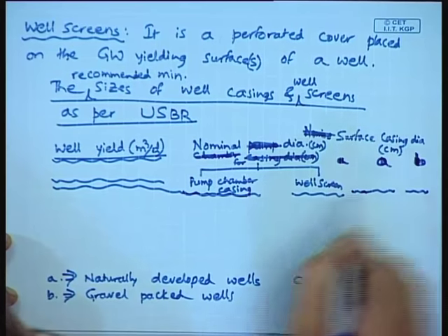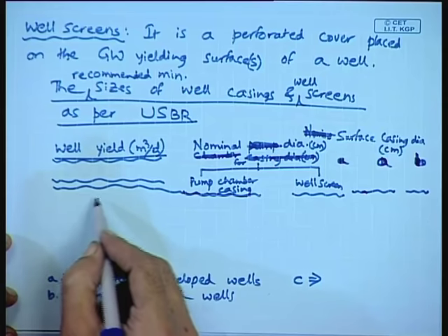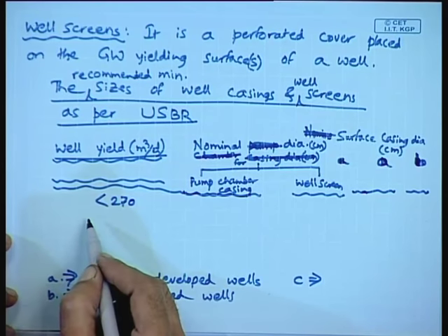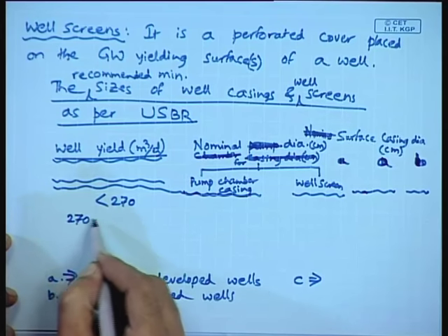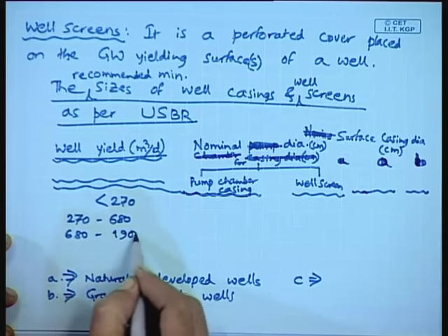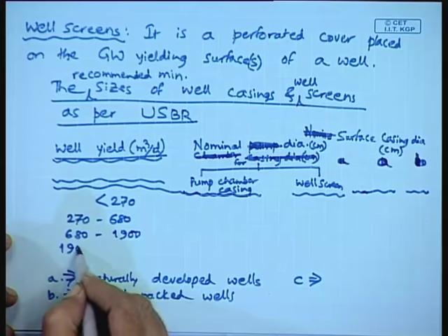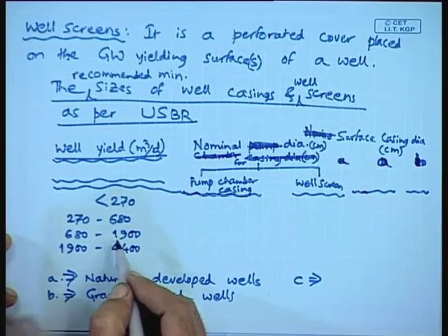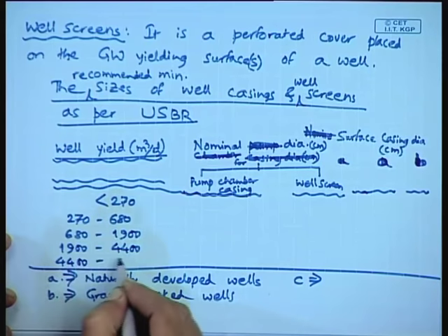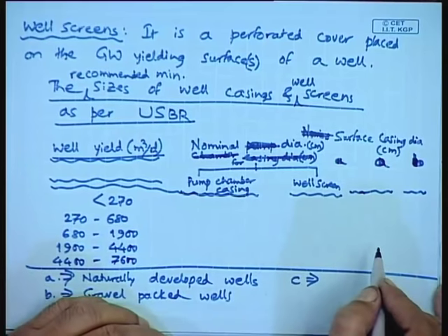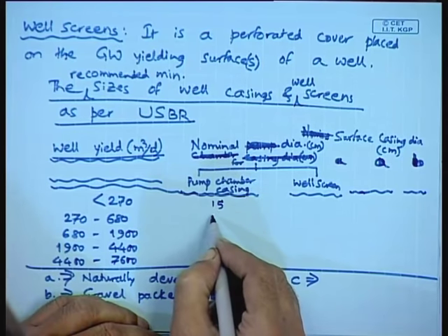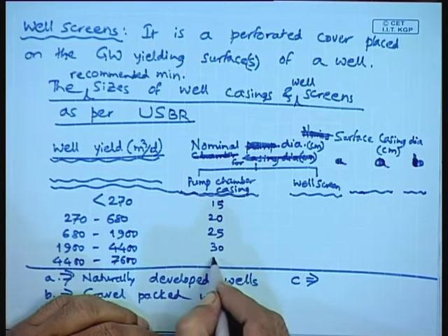So this is well yield, there are various values. This is less than 270, then 270 to 680, then 680 to 1900, then 1900 to 4400. I will not go beyond this, although many more are given, so let us say 4400 to 7600. And for this, the nominal pump chamber is 15, 20, 25, 30, and then 35 in centimeters.